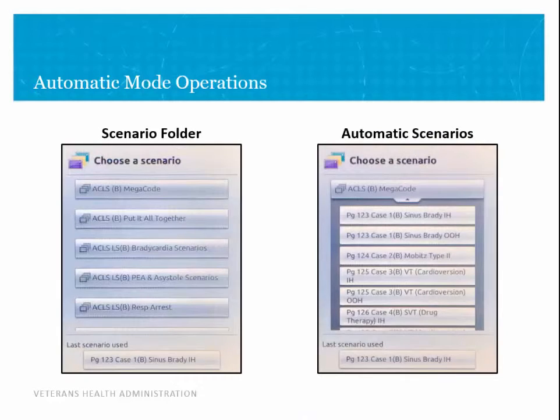Once you've connected the SimPad to the link box, you will have the scenario folders. Folders are grouped into cardiac abnormalities. Selecting one of these general categories will expand the automatic scenarios within that folder.